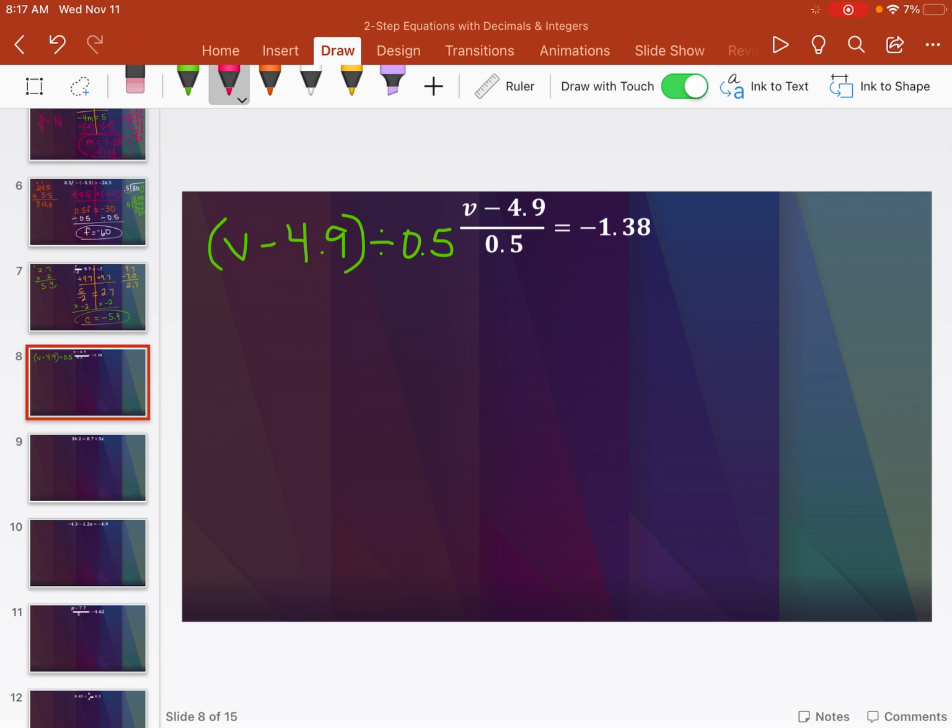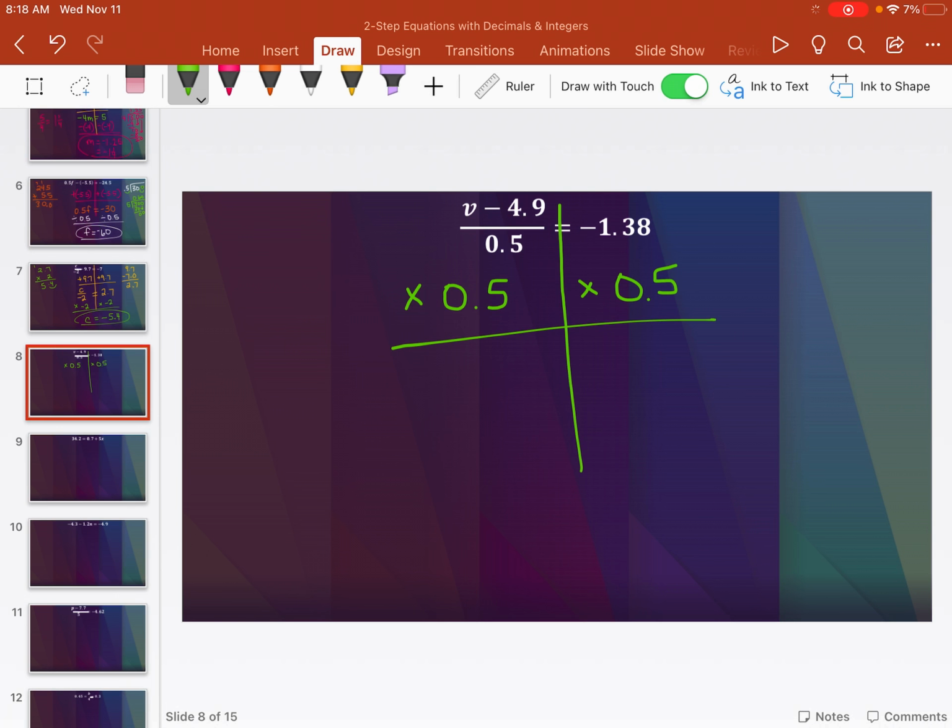So if we think order of operations, let's say I knew what v was, I would have to solve this first. That would be step 1, and then this would be step 2. Well, since we're doing reversed order of operations, that means I need to actually take care of step 2 first and then step 1. So I'm going to have to get rid of that 0.5 before I do anything else. Since it's dividing by 0.5, I'm going to actually multiply by 0.5.